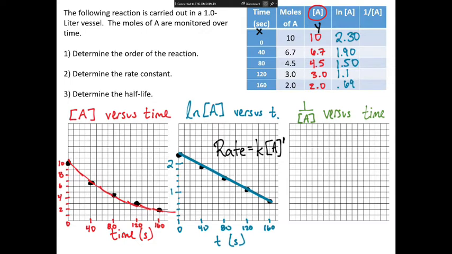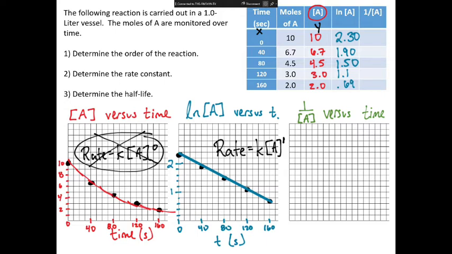If the first graph we made had been a straight line, this would have been my rate law, but since it was not a straight line, I was able to decide it's not 0 order with regard to A. This one does make a straight line, so that's looking good.